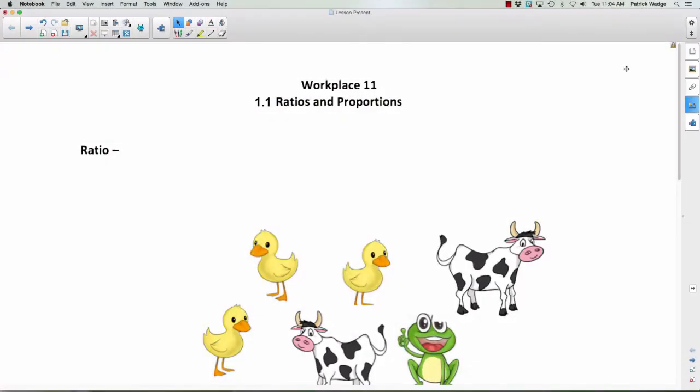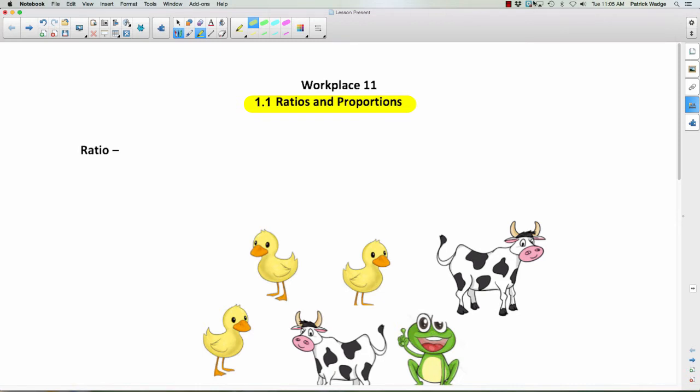Okay, Workplace 11. Welcome to section 1.1 on ratios and proportions. This could very likely be the first lesson. Not necessarily, it depends which order we do the course, but this is quite possibly the first lesson.